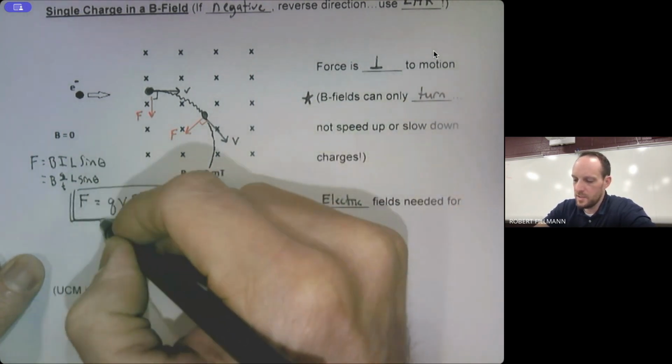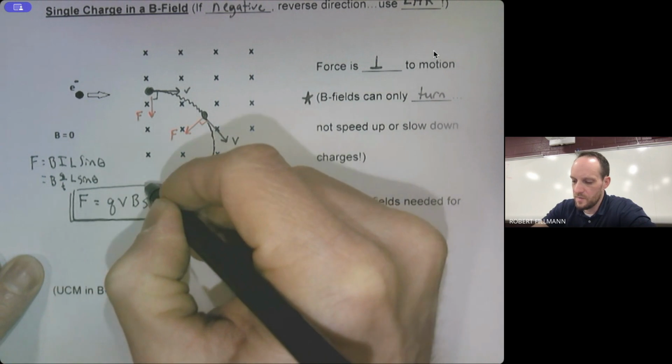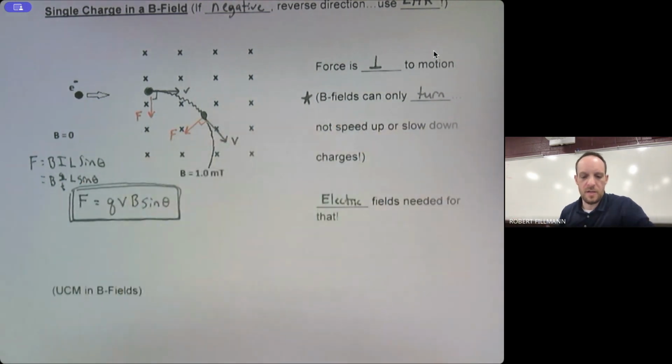And it's on the IB data sheet as well. And we use the same right-hand rule, or if it's a negative charge, left-hand rule, as we would for a long straight current.